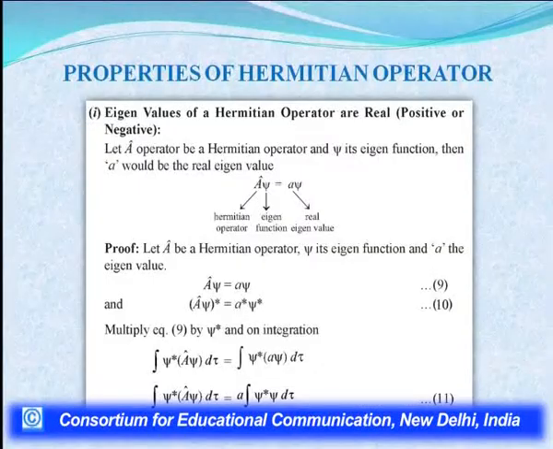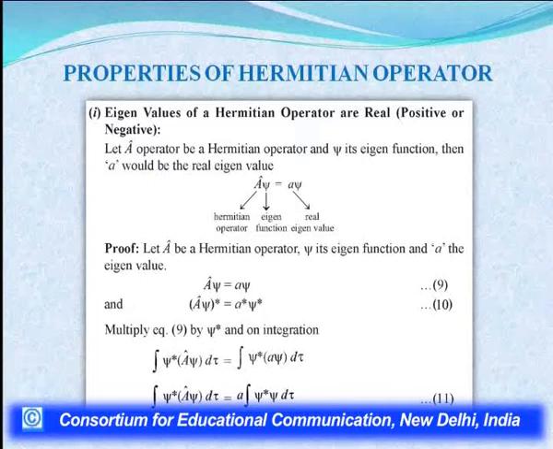So I'll do the derivation part, to show how you can prove that. Suppose A operator is a Hermitian operator and psi an eigenfunction, then the eigenvalue A would be real. This is what we want to show, and we have to prove it. You can see the slide: I have marked A operator as the Hermitian operator, psi as the eigenfunction, and A as a real eigenvalue. If it is a Hermitian operator, the answer will definitely come out to be real.